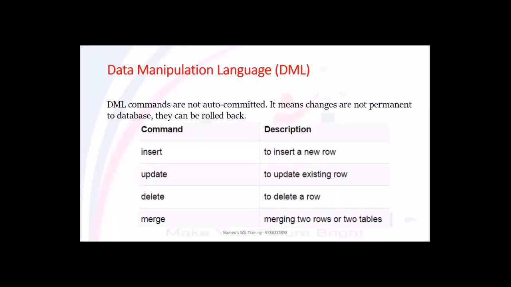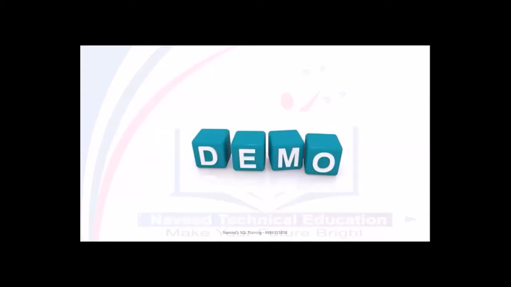Now we're going to see what we mean by data manipulation language. See, DML commands are not auto-committed. It means changes are not permanent to the database. This can be rolled back. Some of the DML commands, as you can see, are INSERT, UPDATE, DELETE, and MERGE. So let's look at the demo to have a better understanding of how exactly these commands work, or what the syntax of these commands is.